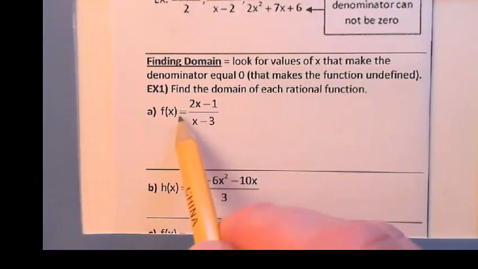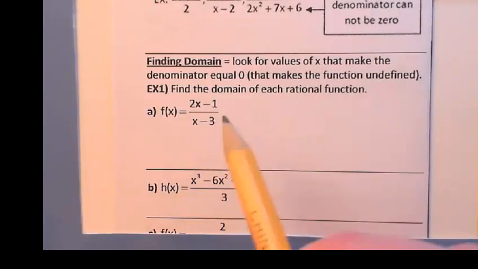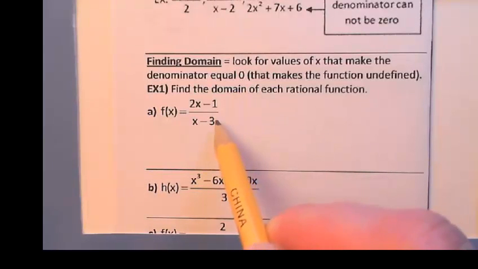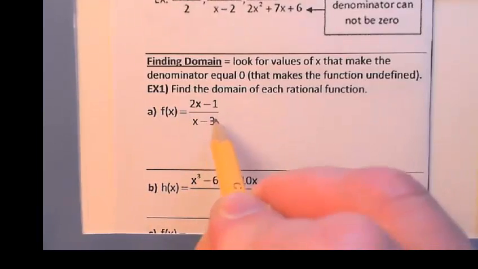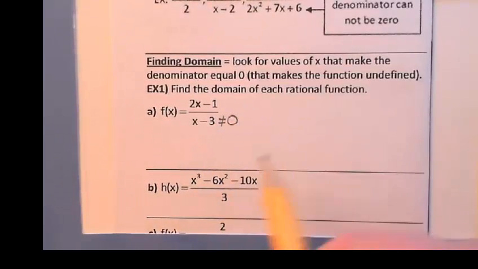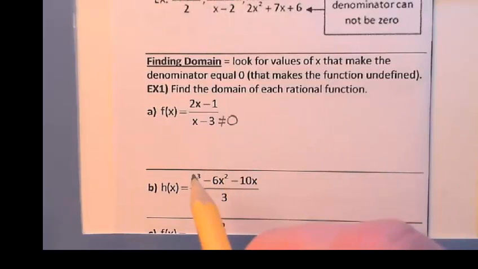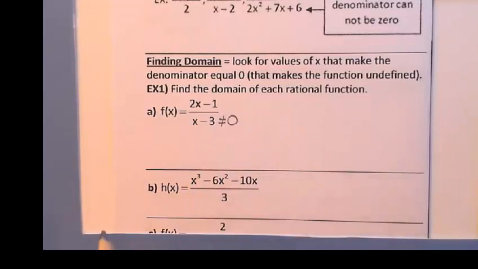I have f of x equals 2x minus 1 over x minus 3. My goal is to find the domain, and that means I look for values of x that will make the denominator equal 0. I want to make sure that this denominator never becomes 0, so I want the denominator to be different than 0. That's the symbol for different. It's just like an equation. We're trying to solve for x.